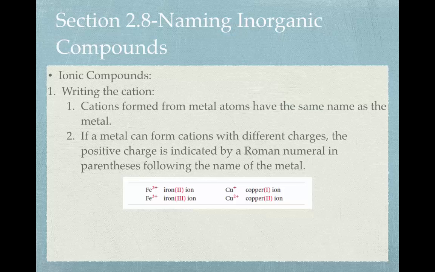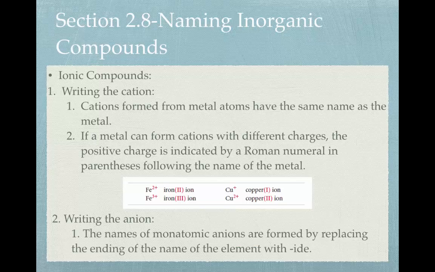For example, if iron has a +2 charge, I would write iron 2. Or for iron with a +3 charge, it would be iron 3. And that's just for cations whose charge I do not know all the time. So for example, the fact that iron could have a +2 or +3, copper +1, +2.